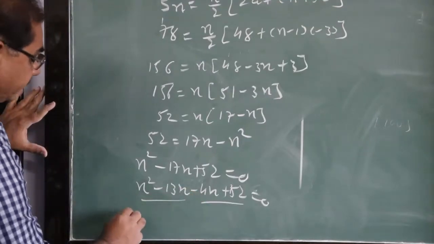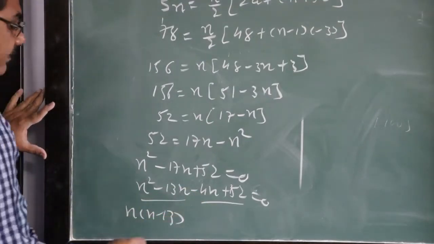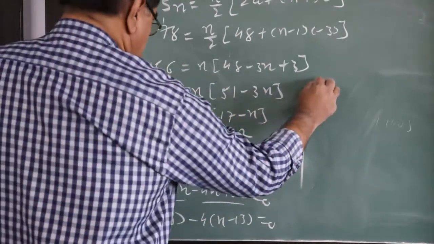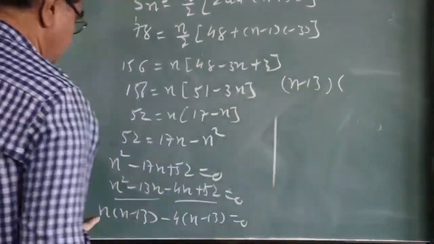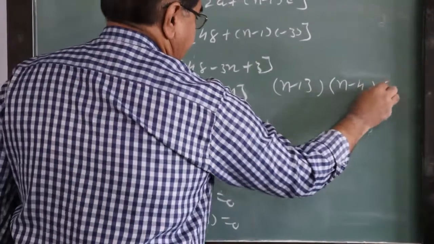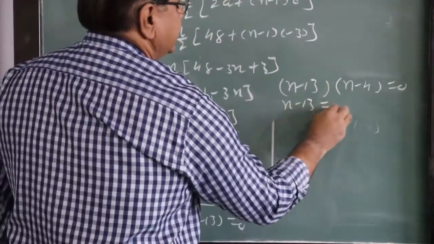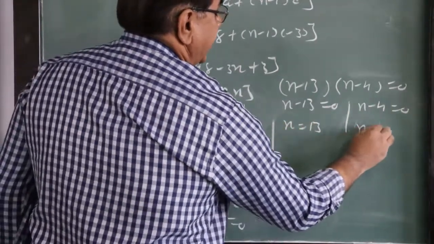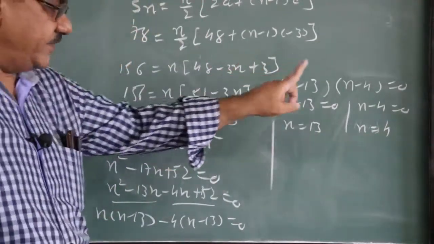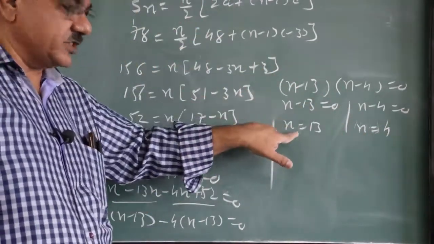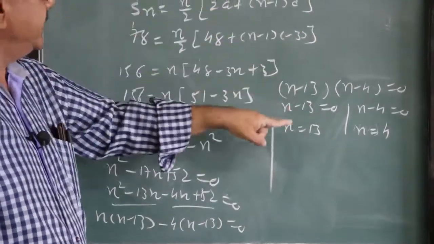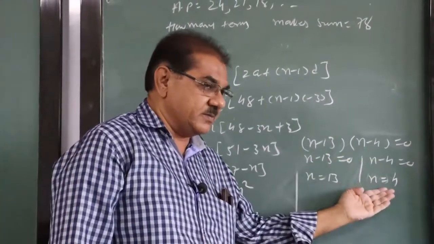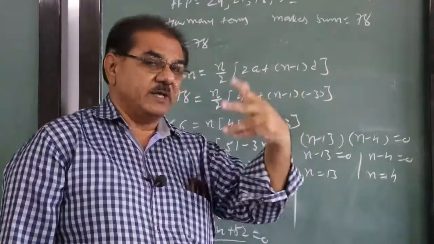Make groups of 2 each, n common, n minus 13, minus 4 common, n minus 13 is equal to 0. So n minus 13 is the common factor, n minus 4 is equal to 0. So n minus 13 is 0 or n minus 4 is 0. So n is equal to 13 and n is equal to 4. So the sum of the first 4 terms or the sum of the first 13 terms of this AP brings the answer 78. Now the question must arise in your mind how the first 4 terms and first 13 terms both have the same answer.